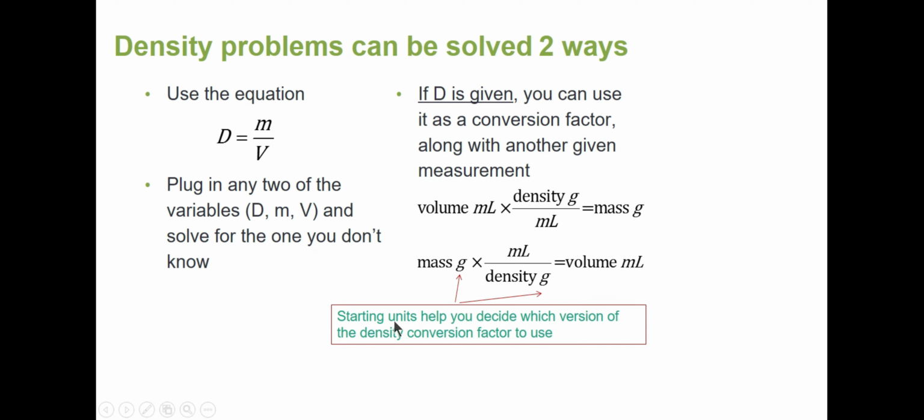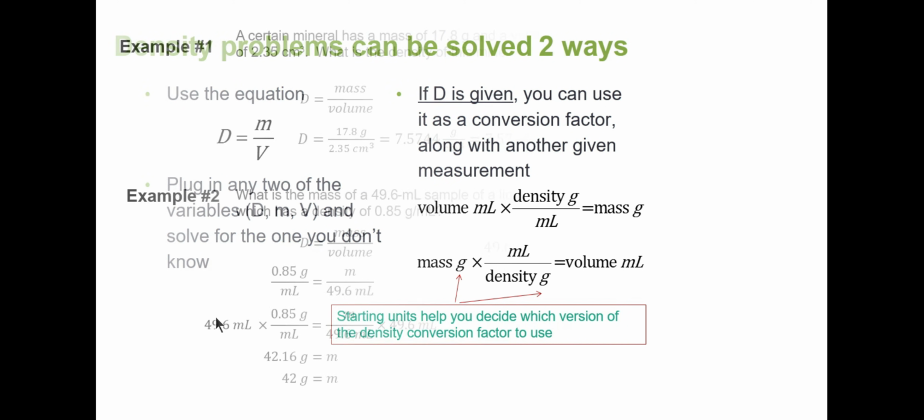I'm going to use my starting units, whatever I'm trying to convert, the thing that's not the density, to help me decide which version of the density conversion factor I'm going to use. So this is very successful for a lot of people who struggle with math, who get a little confused on the algebra. For people who are good at math, this is usually faster and easier. Both work. They get you the same answer. Just know that if I ask for density, you have to use the equation. So you're going to have to memorize this equation.